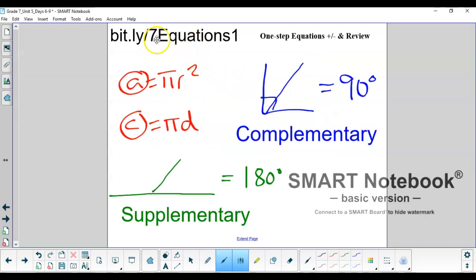So today's bit.ly is up in the left-hand screen. It is bit.ly/7 capital E equations with the number 1. There is also a circle problem or 2 on there, and also a couple angle problems. They're just definitions for the angle. So I put what a complementary angle is, what it looks like and what it equals. Same thing with supplementary. And then I also listed your two formulas for your circles.